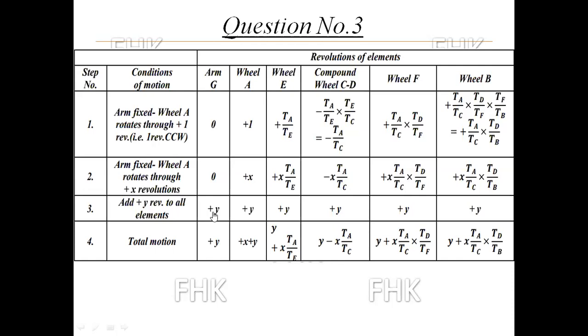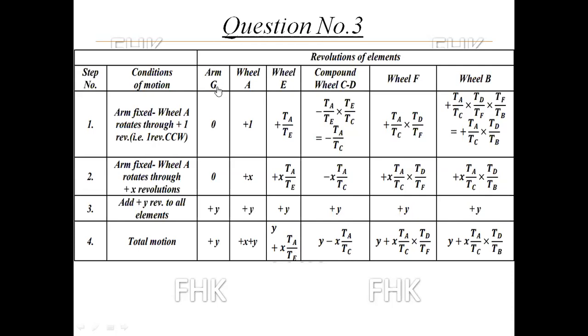Now the third step is adding y revolutions to all the elements. The last, fourth step is the addition of row 1, row 2 and row 3. The same term is written by taking the summation of row 1 and row 2: y plus x TA by TC, y minus x TA by TC here, and here y plus this whole term. So this is the speed of B, this is the speed of F, this is the speed of compound B of C and D, this is the speed of E.